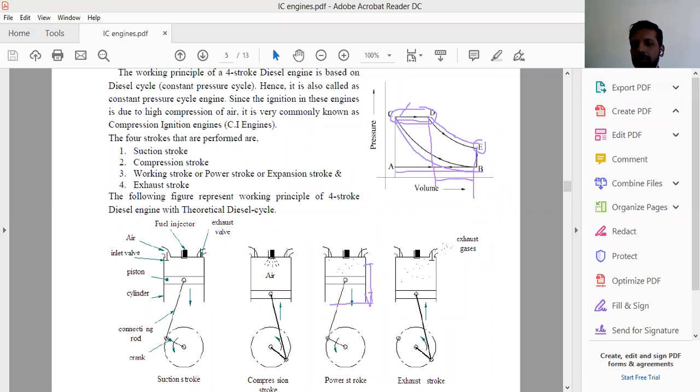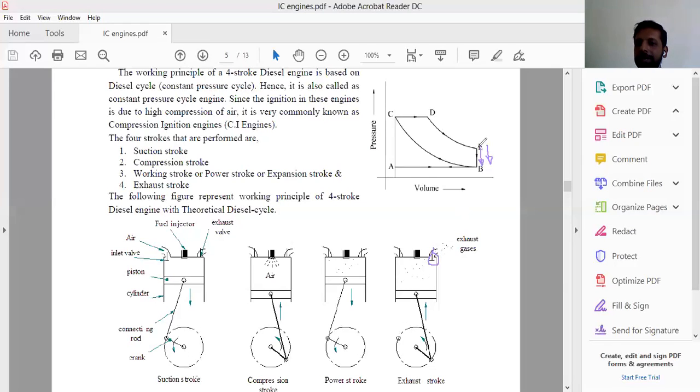Now going to the fourth stroke, that is the exhaust stroke. Now during this time, what is going to happen? There is a sharp decrease in the pressure. This is because the outlet valve is open. So till now, the inlet valve and outlet valve, exhaust valve, both were closed. Now suddenly, when the exhaust valve is open at the end of the power stroke and at the beginning of the exhaust stroke, there's a sharp decrease in the pressure because it is connected to the atmosphere.